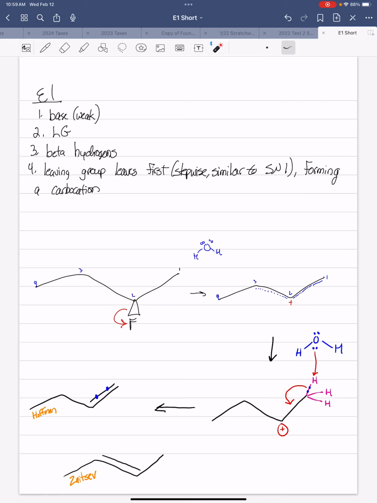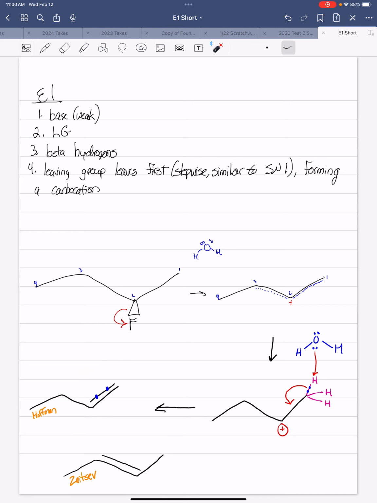Okay, guys, continuing our conversation about mechanisms, specifically elimination, let's talk about the E1 mechanism today. As far as the end results go, the E1 is going to be very similar to the E2. They just differ in the steps leading up to the final alkenes.